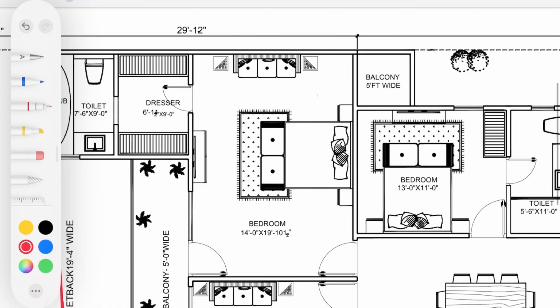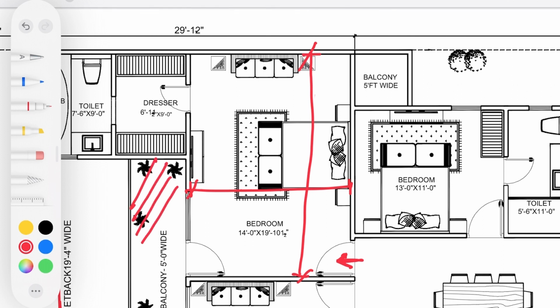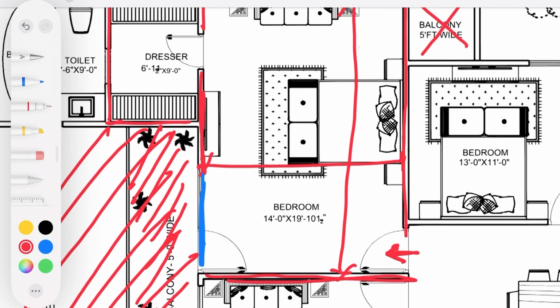Let's discuss this space now. This is 14 feet by 19 feet 10 inches. This is your entry towards the bedroom. You have your balcony over here, and this is your room. This is the dressing for the bedroom. This is the window. This is your room.